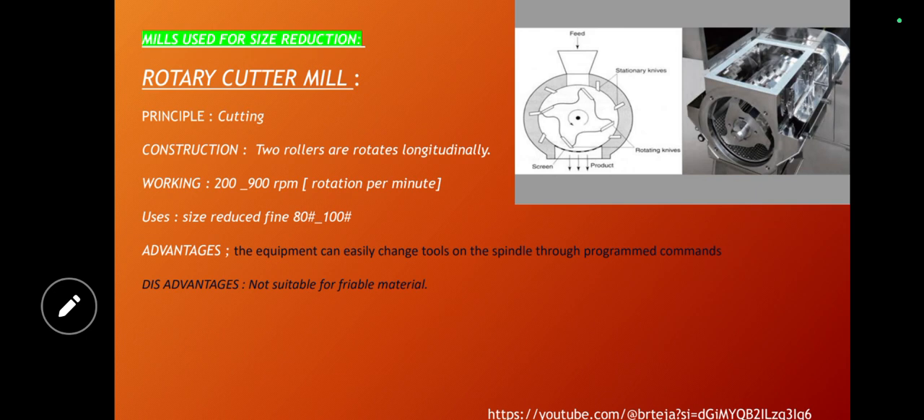Rotor cutter mill advantages: the equipment can easily change the tools on the spindle through programmed commands. Disadvantages: not suitable for fragile material.